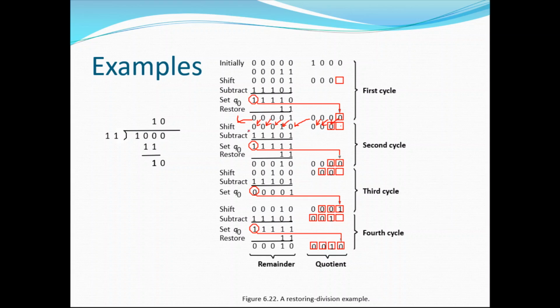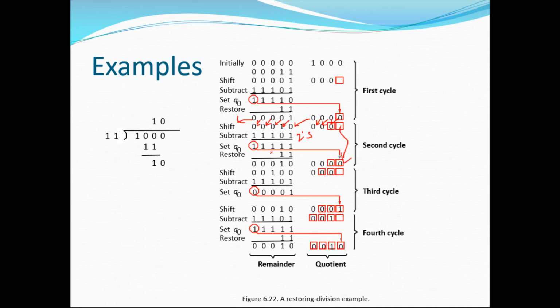Now once again subtract m, that is, the 2's complement of m should be added. So this is the 2's complement of m. Add 0 plus 1 is 1, 1 plus 0 is 1, 0 plus 1 is 1, 0 plus 1 is 1, 0 plus 1 is 1. Now check the sign bit. Again it is 1. If it is 1, then q naught should become 0. So it has become 0.